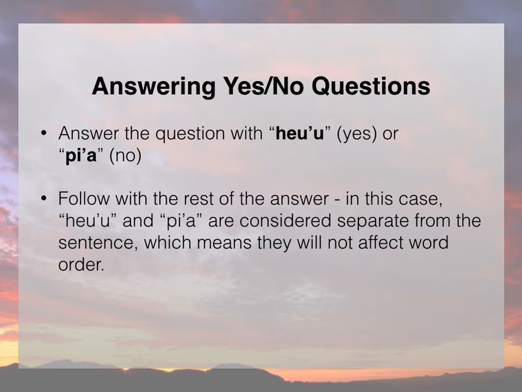We could also incorporate the sentence into our answer. So when we do this, we follow ho'o or bi'a with the sentence, with the question. In this case, ho'o and bi'a are considered separate from the sentence, which means they will not affect word order. So we're going to look at how this works in just a second.